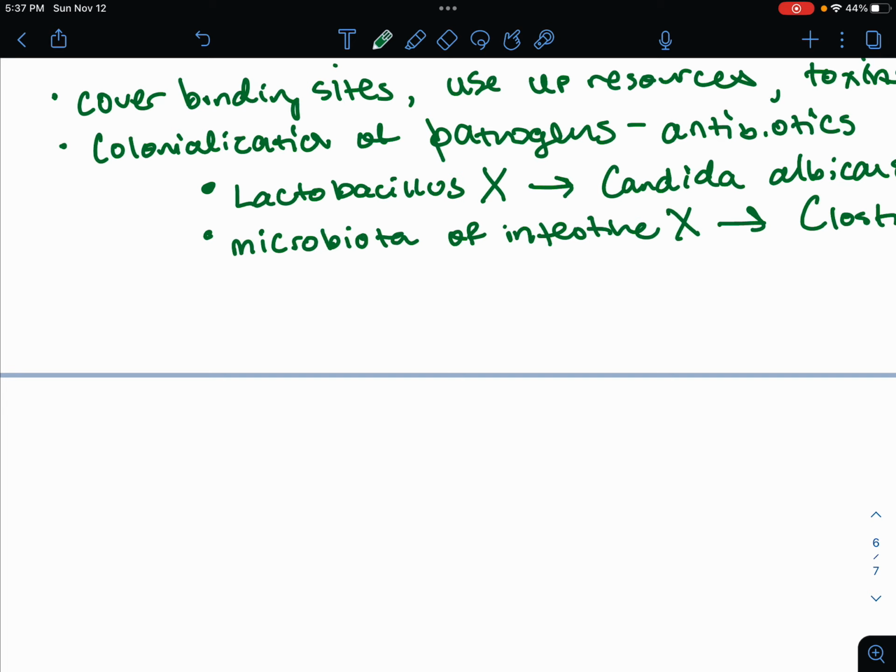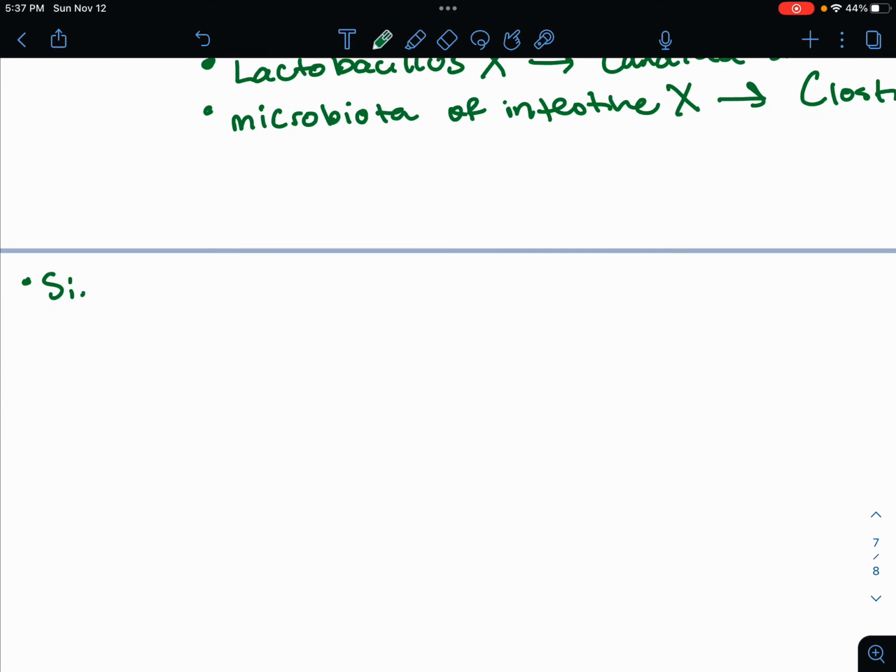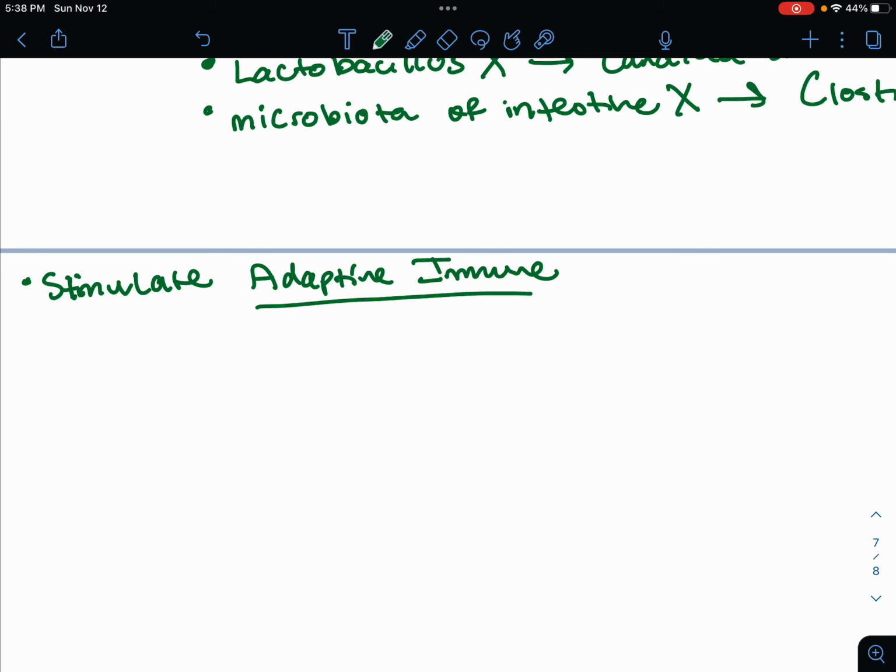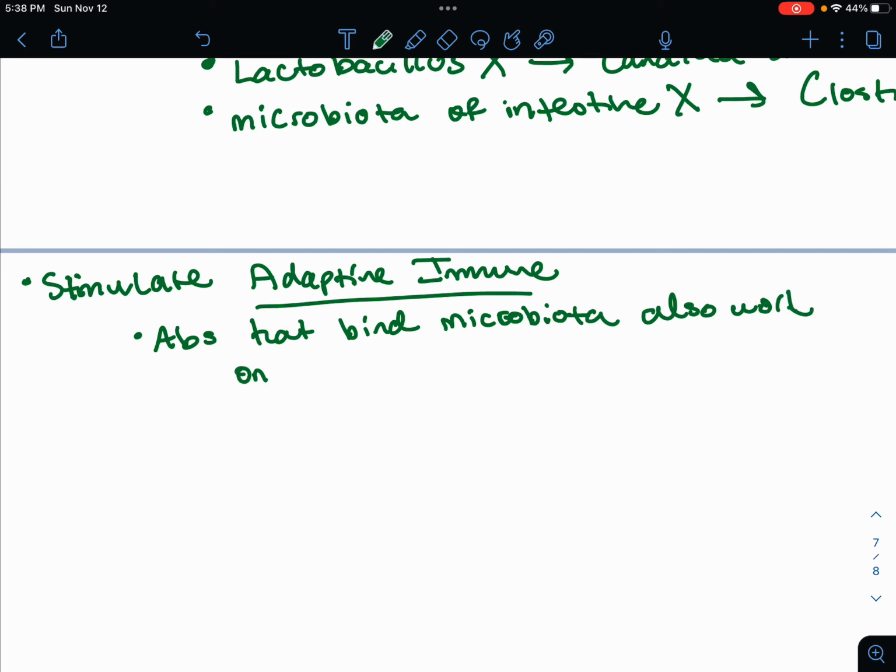Again, they have a protective role. They're going to stimulate, sorry about that, not simulate. They're going to stimulate the adaptive immune system. Again, the adaptive immune system, this is when we have the T cells as well as the antibodies from the B cells. So the antibodies that bind the microbiota also work for pathogens, or I should say on pathogens.